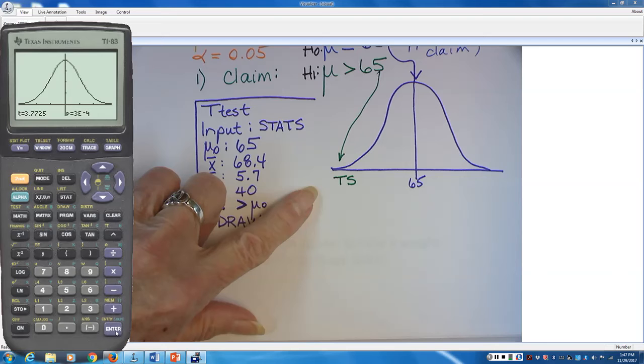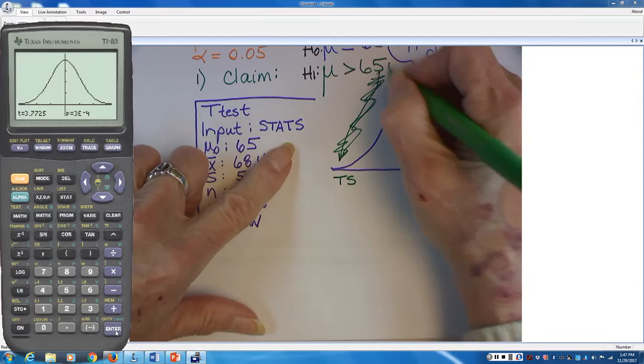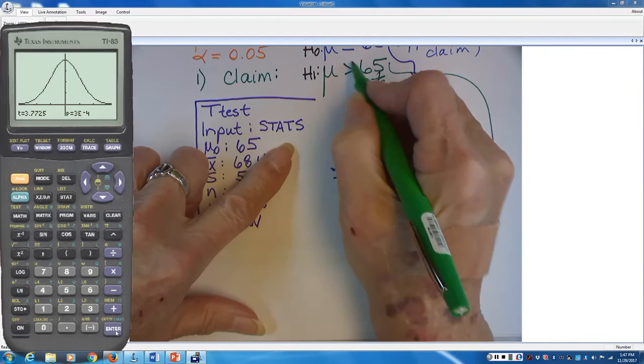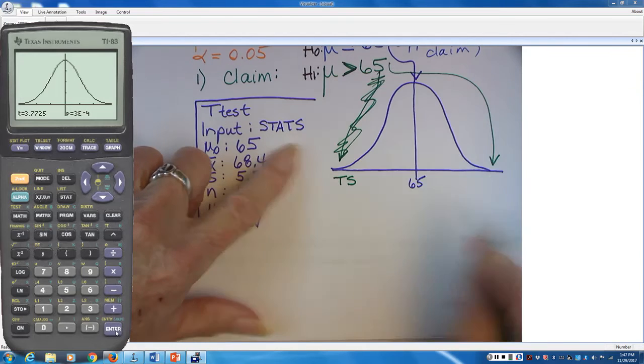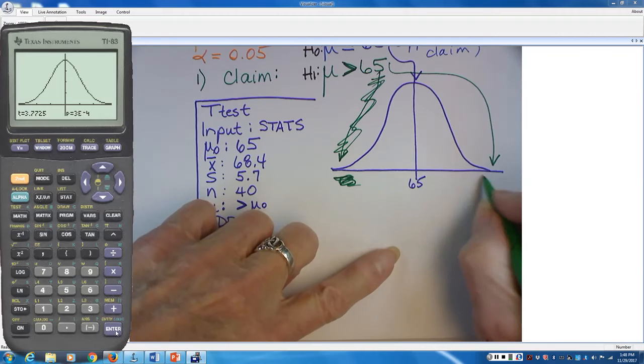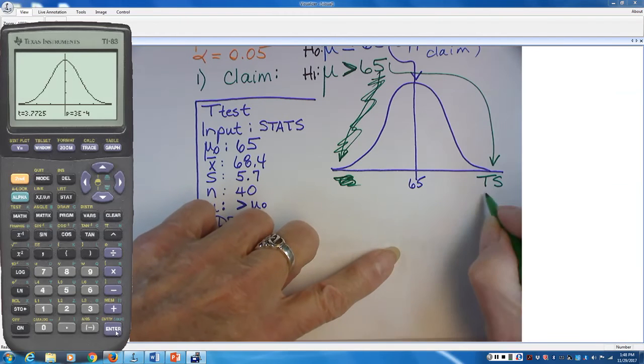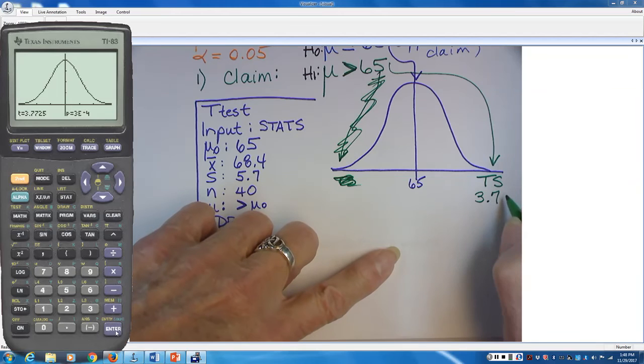Okay? But it does tell you that the test statistic is 3.7725. And I'm sorry, I put that in the wrong end. Because it said greater than, I marked the other side. So it does go to the right side. So your test statistic is 3.7725.